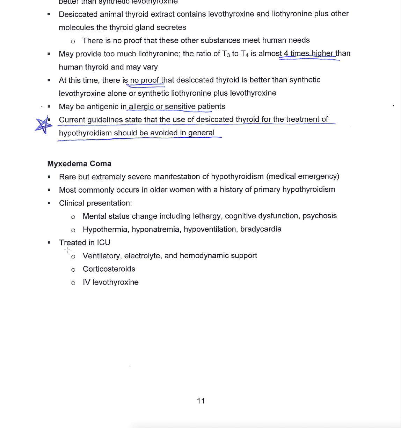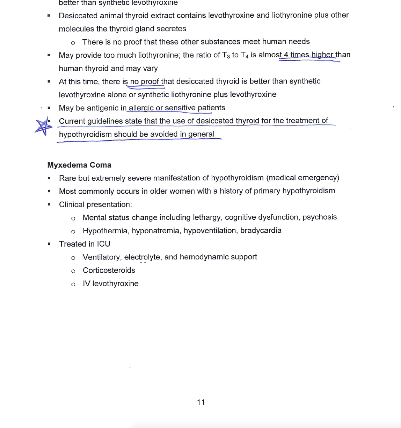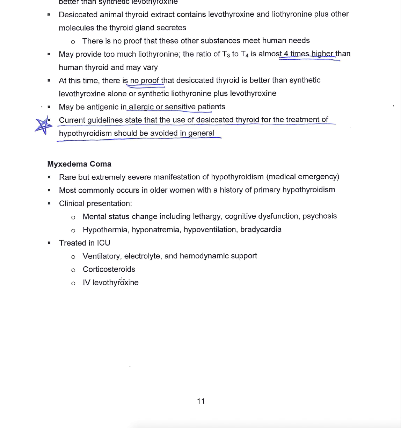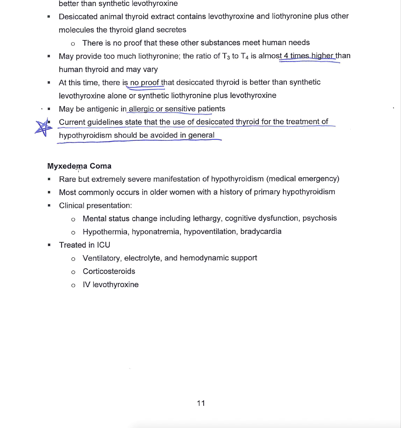The patient has to be treated in the ICU to really get ventilatory, electrolyte, and hemodynamic support, and treated with corticosteroids and IV levothyroxine. So I'm not going to go into the details of the treatment, but basically when a patient has myxedema coma, it is a medical emergency. The patient has to be admitted and then treated in an ICU setting.